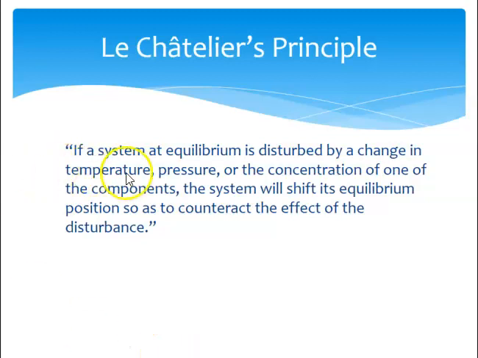Anyhow, he says that if a system at equilibrium is disturbed by a change in the temperature, the pressure, or the concentration of one of the components, the system is going to shift its equilibrium position so as to counteract the effect of the disturbance. Remember, an equilibrium position is just a set of equilibrium concentration values that equals KEQ for your system. So it will adjust.